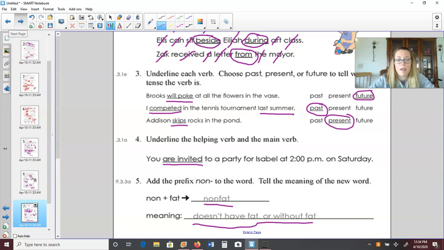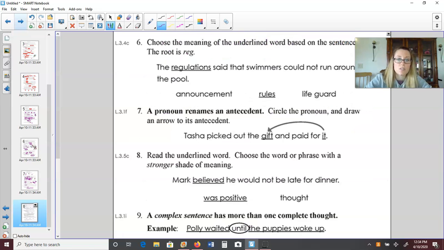All right, last page, number 6, choose the meaning of the underlined word based on the sentence. The root is reg. So the regulations said that the swimmers could not run around the pool. So we see the root word here is reg. What do you think regulations mean? Could not run around the pool. Keywords there. Do you think regulations are the announcement said, the rules said, or the lifeguard said? Regulations are rules that you follow.